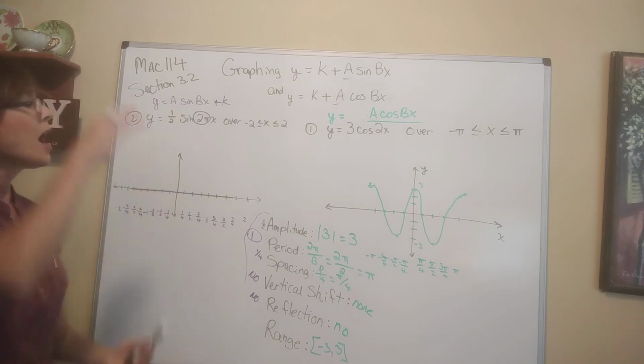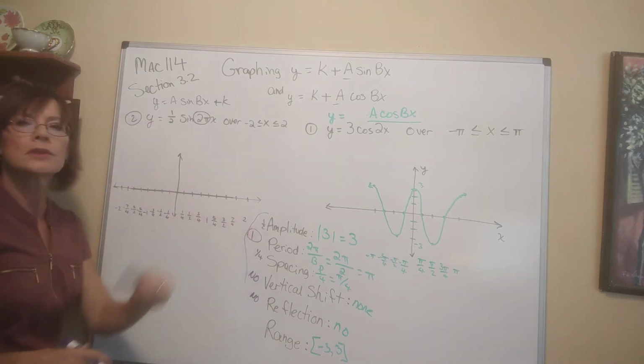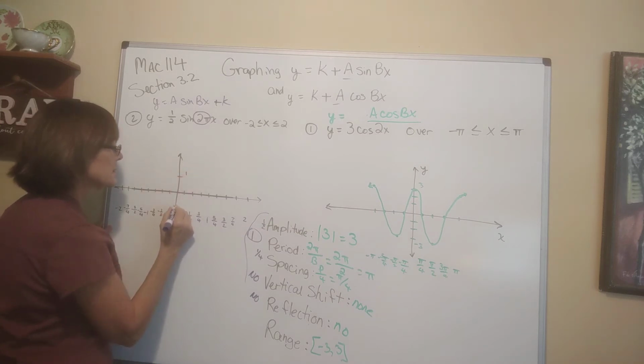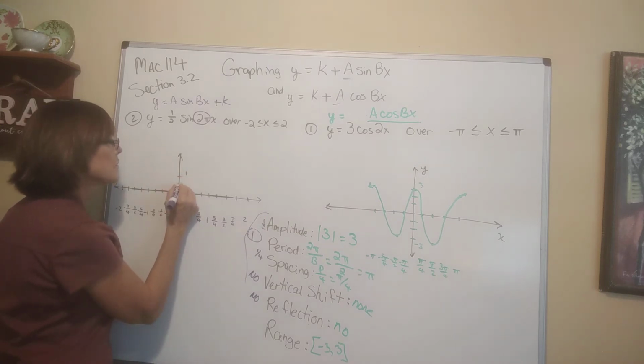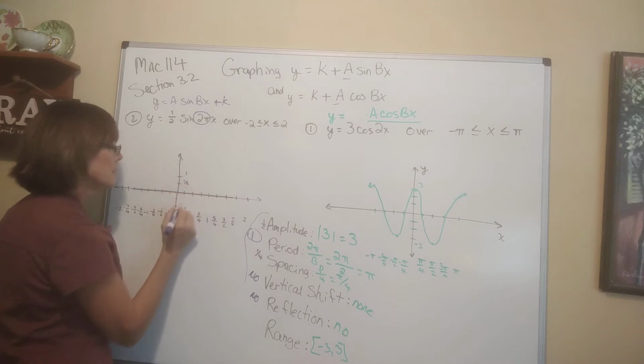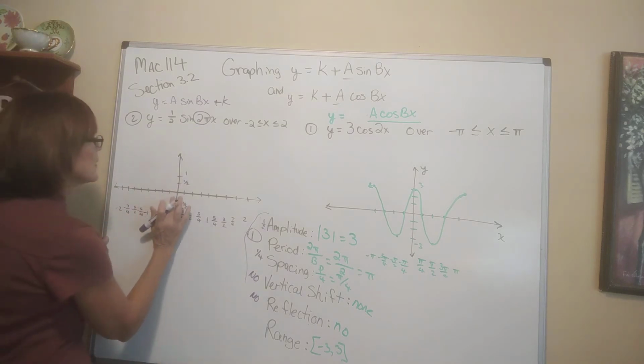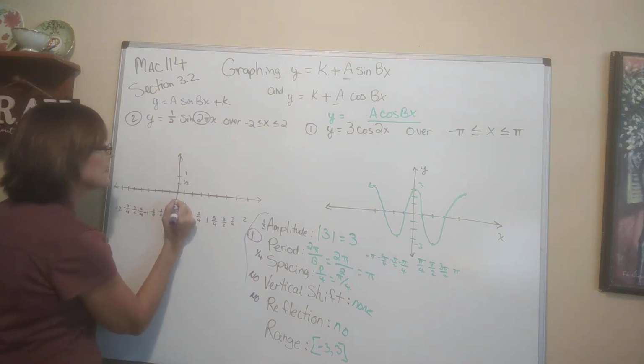Now, how high and low are we toggling? The amplitude is 1/2. So if this is 1 and this is negative 1, then we're going to be going up here to 1/2 and negative 1/2. That's how high and low. It won't go as high and low this time. Okay, so let us begin.